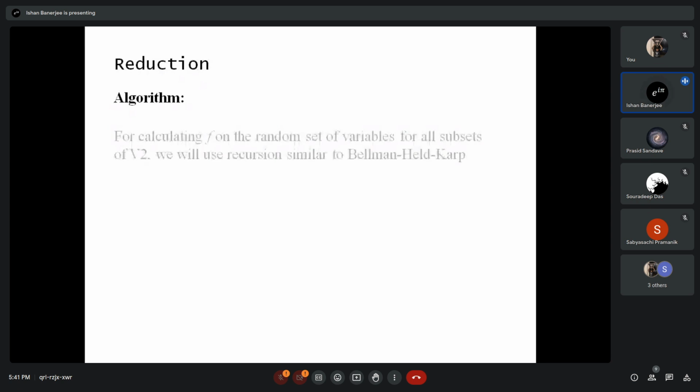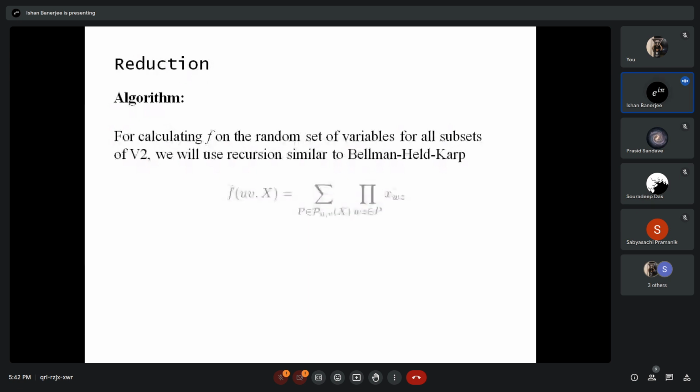Now for calculating f on a random set of variables for all subsets of V2, we will use a recursion which is similar to the Bellman-Held-Karp algorithm, which uses the concept of dynamic programming, where we store certain values and use them to proceed further. For this case, we'll define f cap as a function defined in the following way. And we see that f of uv comma x is actually equal to f cap uv comma x, where we're taking x as a subset of V2.